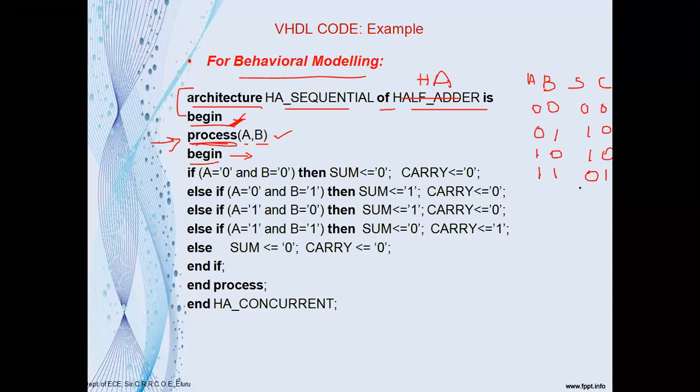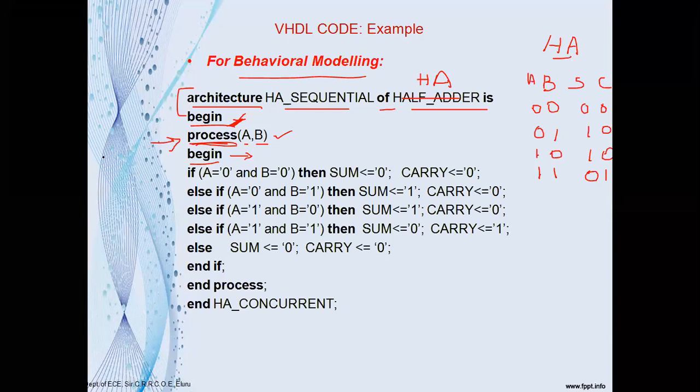So now the behavioral modeling describes the functionality of the half adder circuit in terms of the truth table. We are not going into the components. We are not looking at the logical expressions. We are just looking at the truth table, the functional table, and you are describing the behavior of the circuit here. That is the half adder circuit.